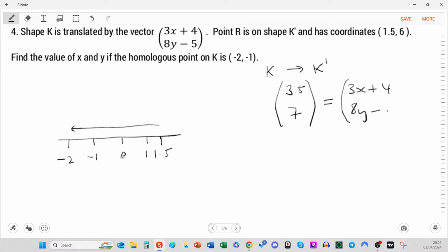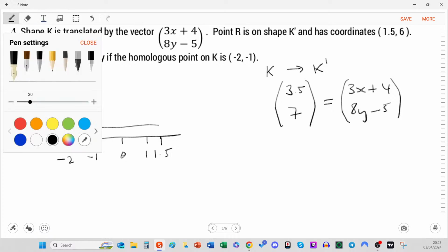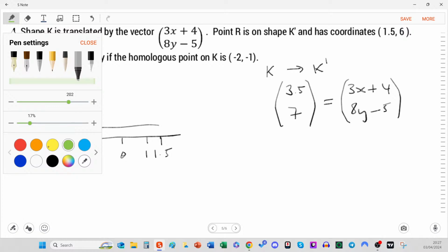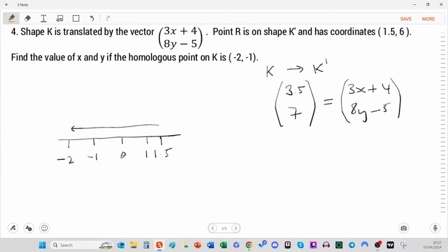And it's equal. So in essence, this is the beginning of your vectors and matrix journey in life. You can equate equivalent elements. So let me give you a color. Orange. We never go orange, do we? 3.5 is equal to this element, and 7 is equal to this element.